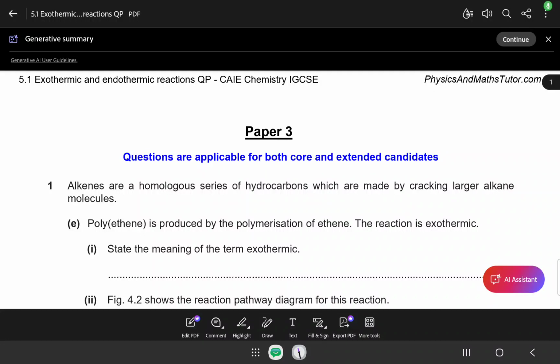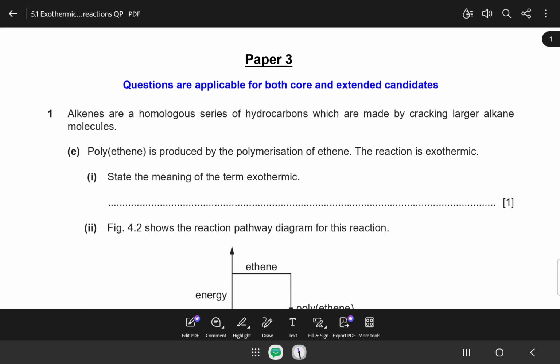Hello everyone, today we will be doing chemical energetics, and under that we'll be doing endothermic and exothermic reactions. So first we'll do paper 3, then we'll move on to paper 4.